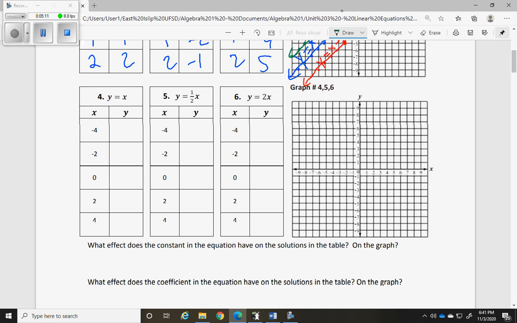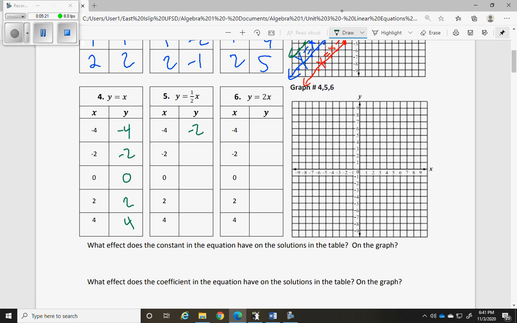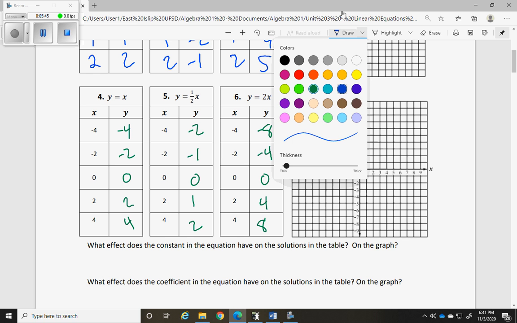4, 5, and 6, they pick numbers for us. So this is -4, -2, 0, 2, and 4. A half times -4 is -2. A half times -2 is -1. A half times 0, half times 2, and a half times 4. And finally, 2 times -4, 2 times -2, 2 times 0, 2 times 2, and 2 times 4. And I'll use different colors for this also.